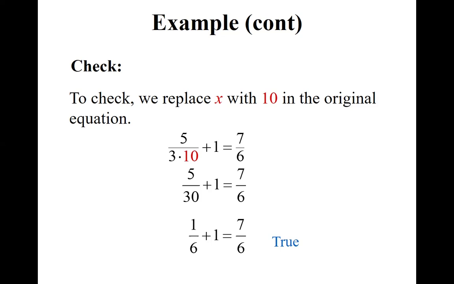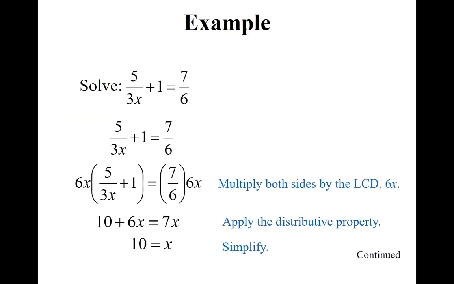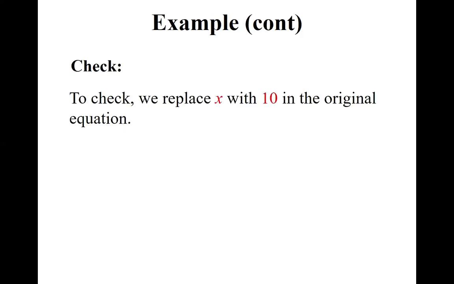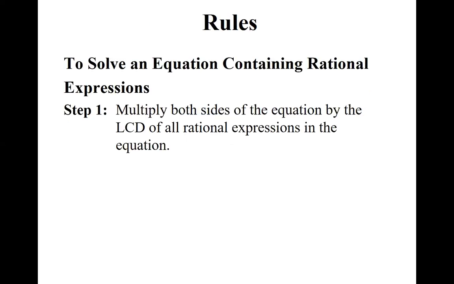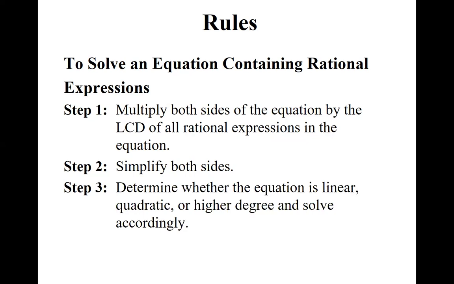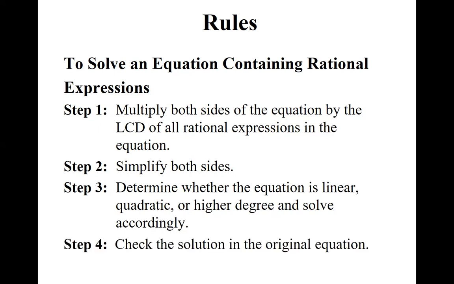One of the things we want to watch out for in this one, for instance, is that we couldn't have x equals 0 because that would give us 0 in the denominator of one of the fractions. So if we would have solved and gotten x equals 0, we would have had to throw that out. So again, multiply both sides of the equation by the LCD of all rational expressions in the equation, simplify both sides, then determine what kind of equation you have, solve accordingly. We just saw a simple linear equation, but maybe we're left with a quadratic that we need to factor and solve. And then check the solution in the original equation, especially looking for dividing by 0.